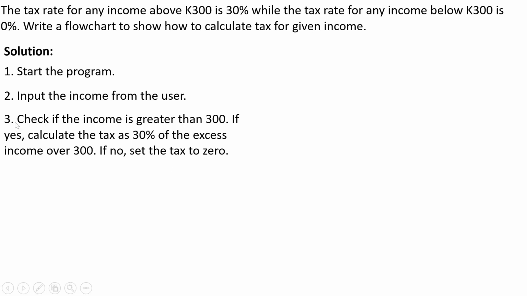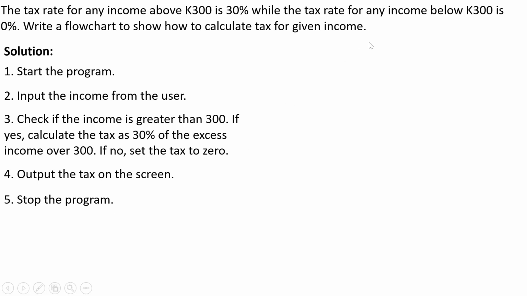Okay, so here, check if the income is greater than 300. If yes, calculate the tax as 30% of the excess income over 300. If no, set the tax to 0, meaning if that person's income is less than 300, then there will be no tax. They'll have no tax rate applied to them. They will not be taxed. That's what it means. Then output the tax on the screen. Then stop the program.